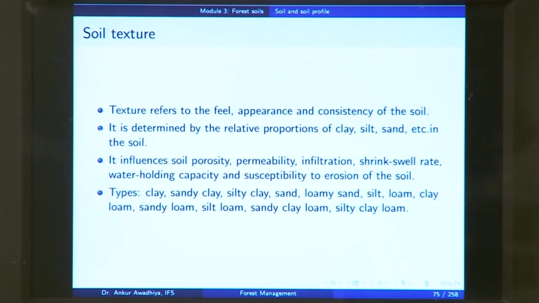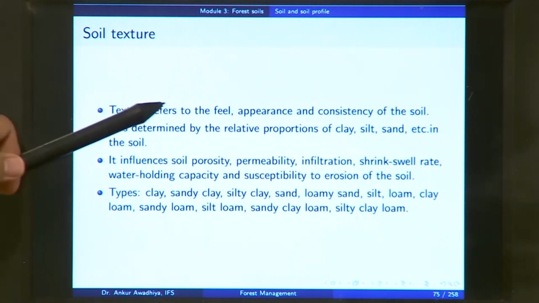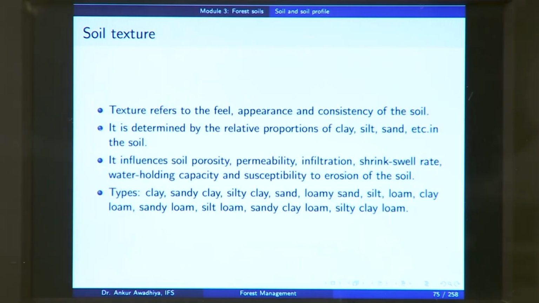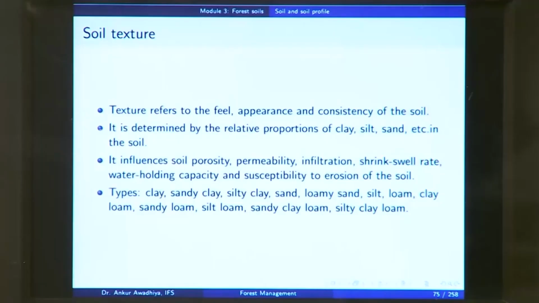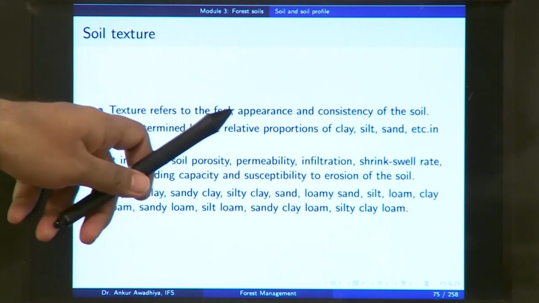Now, one property of soil that is of interest in forestry is soil texture. Now, texture refers to the feel, appearance and consistency of the soil. So, if you look at any area where you are developing a forest, and if you look at the soil there, and by your look, if you can see that this soil is comprised of very fine particles, then probably this is a clay soil. On the other hand, if you see that you have very coarse particles, then probably this is a sandy soil. So, texture refers to the appearance of the soil, the feel of the soil.